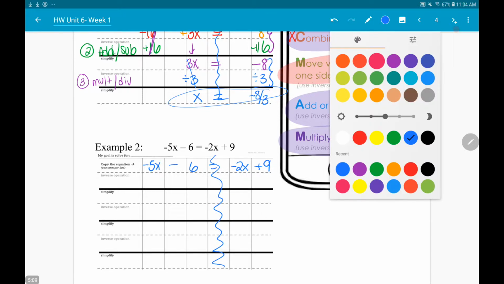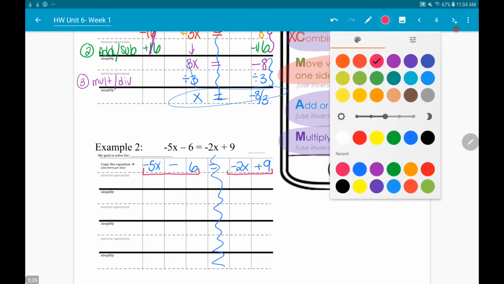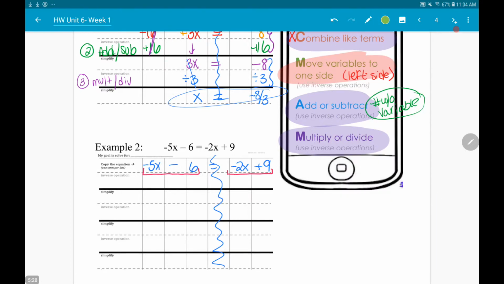Okay, I'm going to scan my left side for like terms. There's none. I scan my right side for like terms. There's none. Now I see variables on both sides. So I didn't do my C, I didn't do combine like terms. So now step 1 is going to be to move variables.